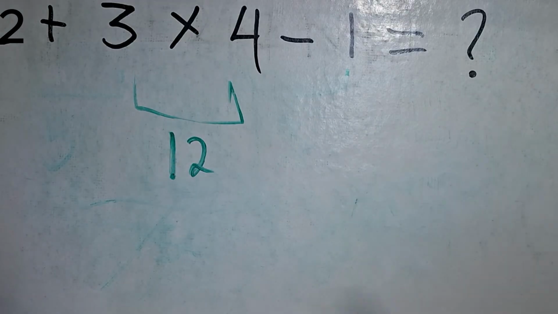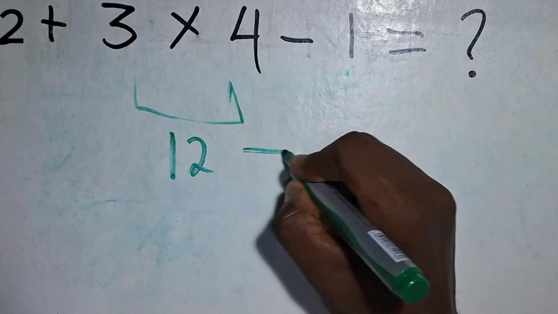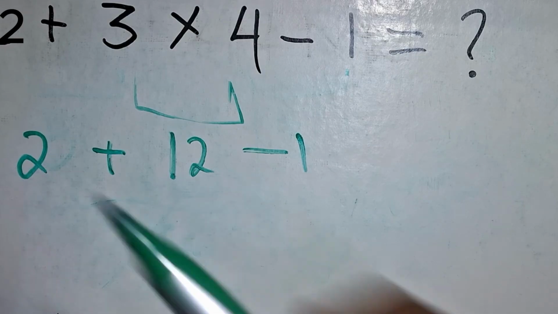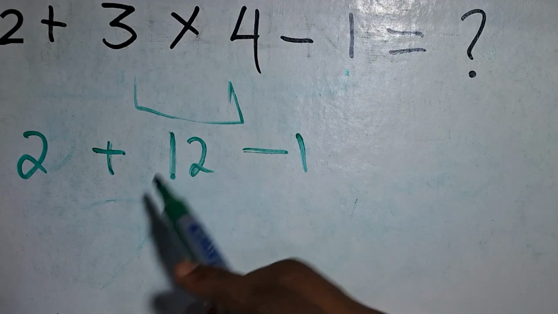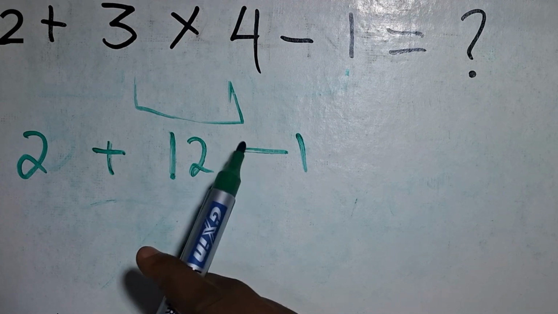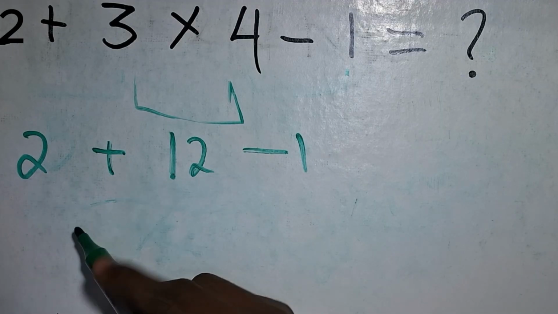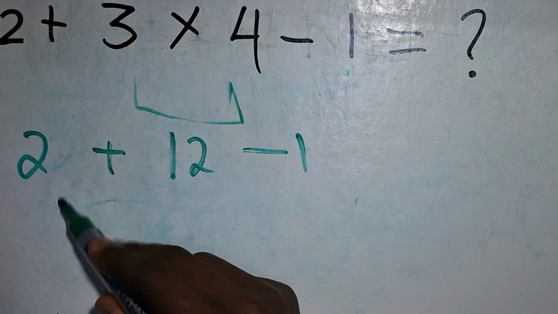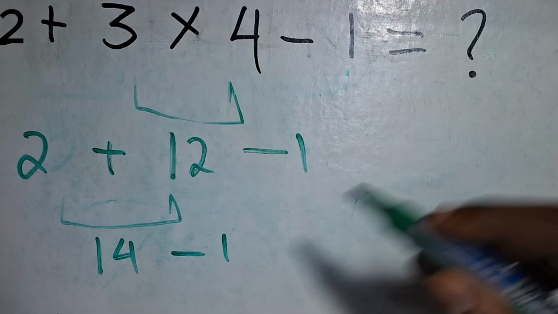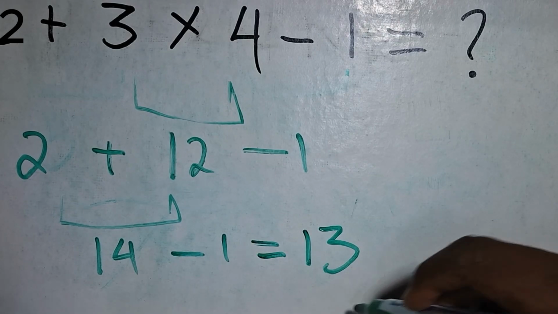And over there is minus 1 and 2. Mathematically, we will prioritize addition rather than subtraction. So 2 plus 12 gives us what? 14 minus 1, which will be 13, is the correct answer.